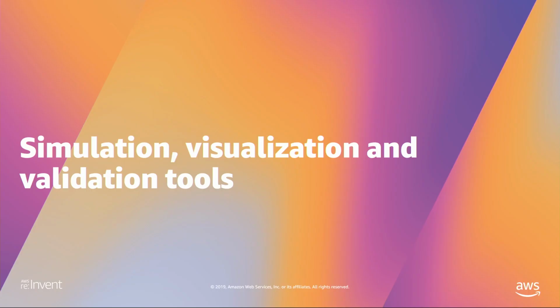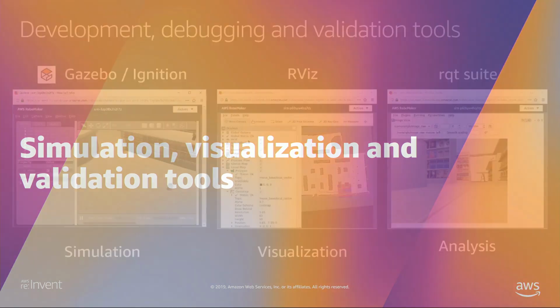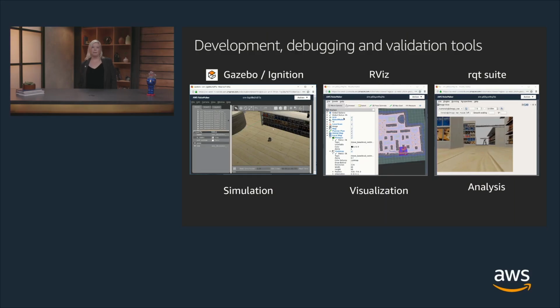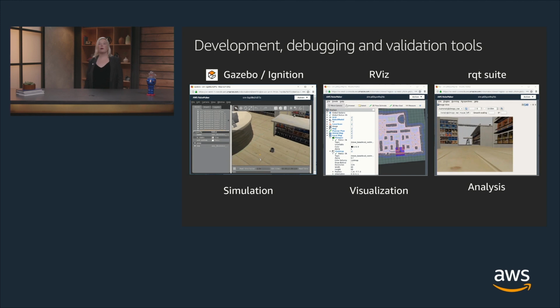So why don't we talk about some of the simulation, visualization, and validation tools available in ROS. ROS has 3 major tools that you should know about for your development. There's Gazebo Ignition, which is ROS's simulation tool, RViz, which is ROS's online visualization tool, and RQT Suite, which is our online analysis tool.